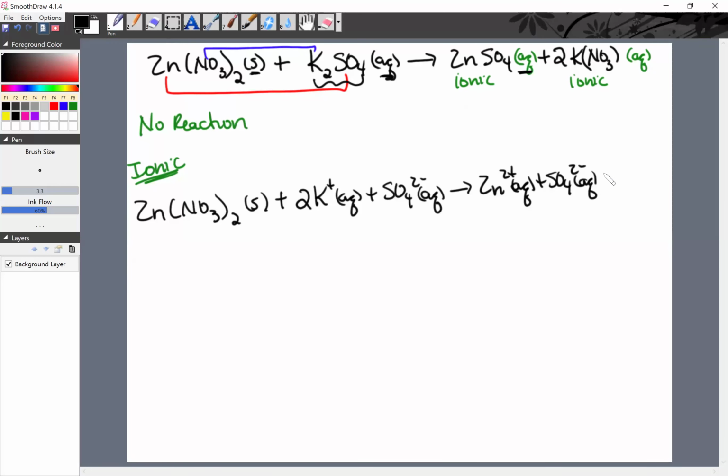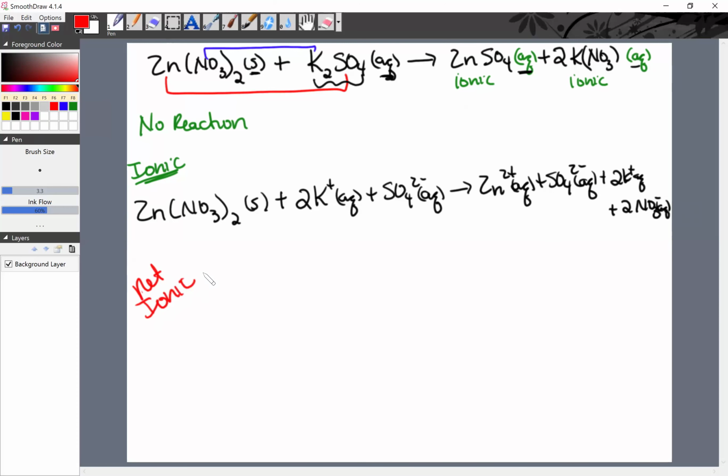Run out of room again. All right, are you aqueous? Yes. Are you ionic? Yes. Really, I'm floating around as ions, and I'll put it underneath. Notice there's 2 in front of the nitrate and 2 in front of the potassium. All right, that's what's floating around. Now I'm asking the question, well, what's really happening? Okay, that's the net ionic.